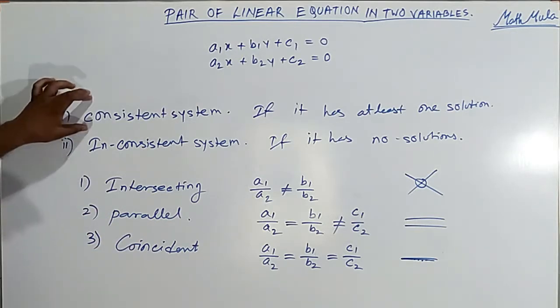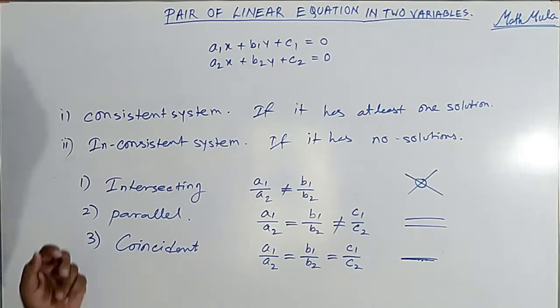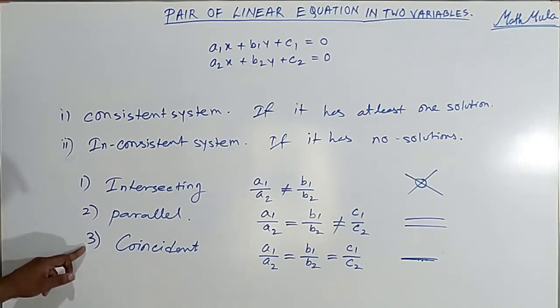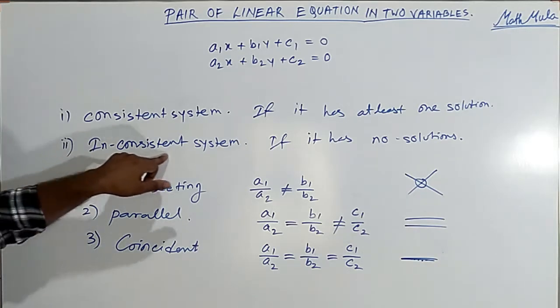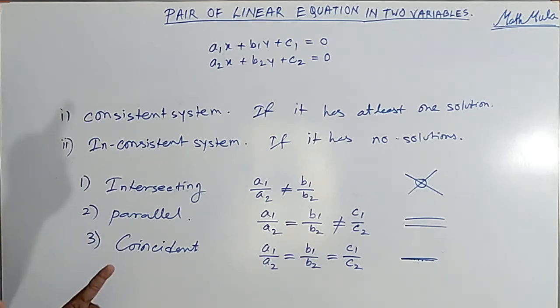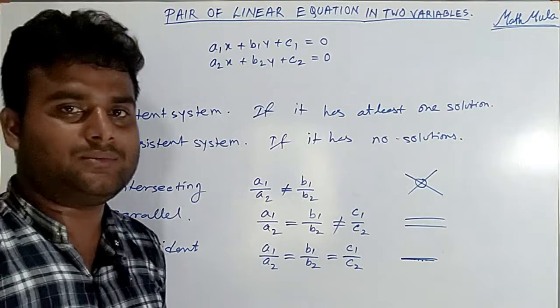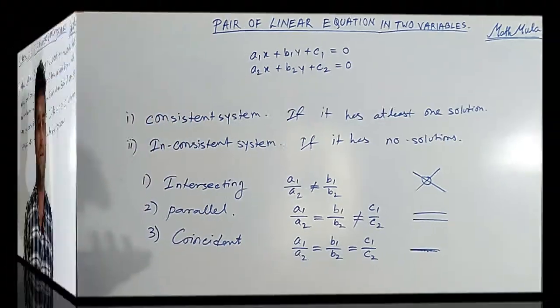For a consistent system, there are two types of lines. One is intersecting, another is coincident. And in an inconsistent system, there is one type of lines, that is parallel. That's it. Now we solve some important sums from the book, exercise 3.1.